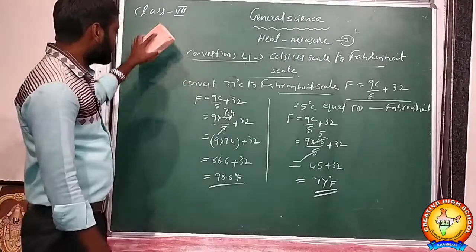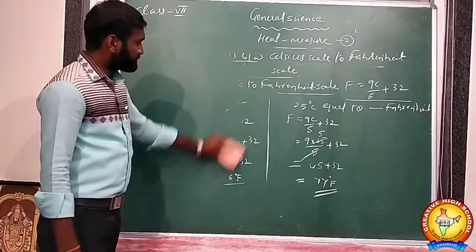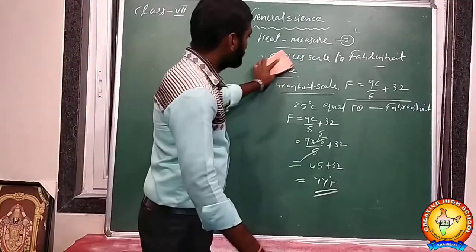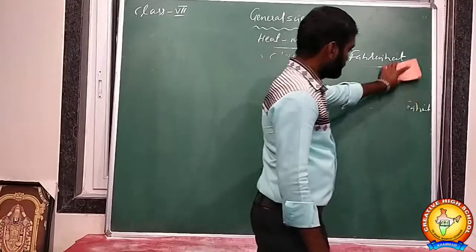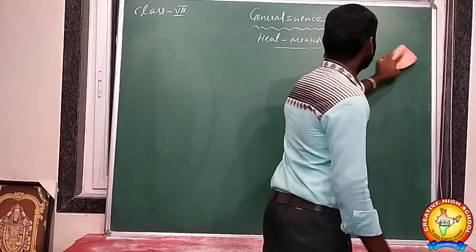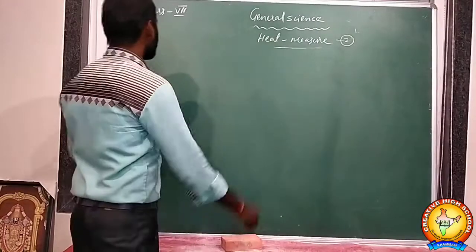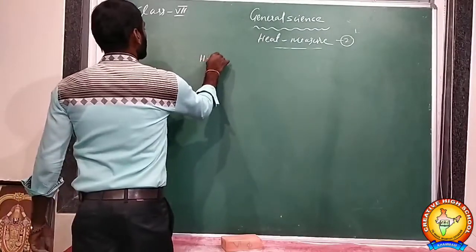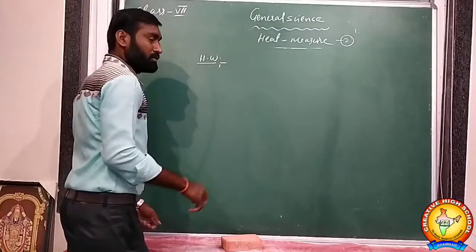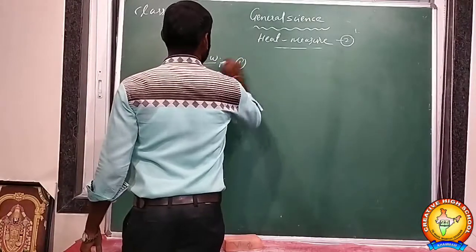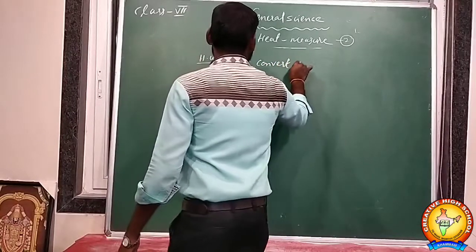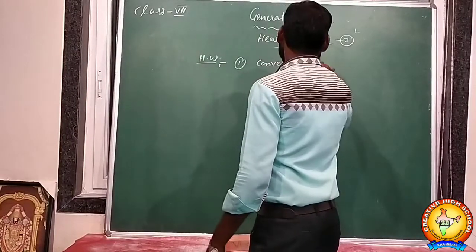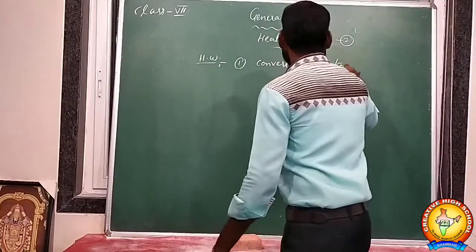Okay, students, for homework I will give one sum for you. Do the sum on this formula. Okay, one is convert 44 degrees Celsius to Fahrenheit.